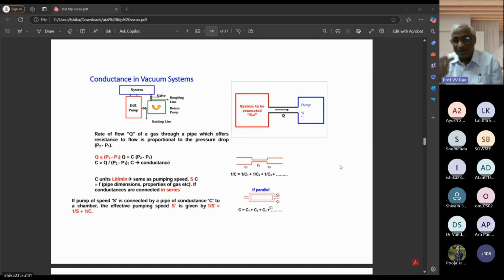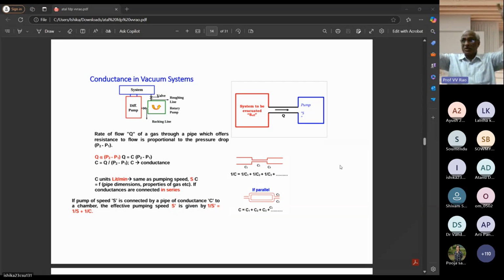So that depends on the connecting pipe. There has to be a pressure drop between the system and the pump. If there is no pressure drop, why should molecules flow from the system to the surrounding? System molecules have to be sucked. In the figure, left to right, the red box is the system and the blue box is the pump. Similar things exist in the actual system, like a diffusion pump connected to a rotary pump. Then there is a main isolation valve.